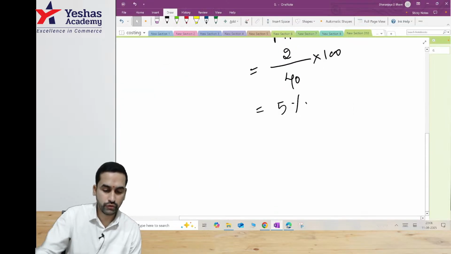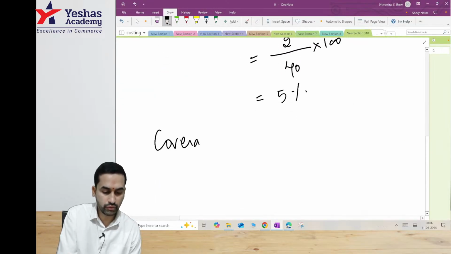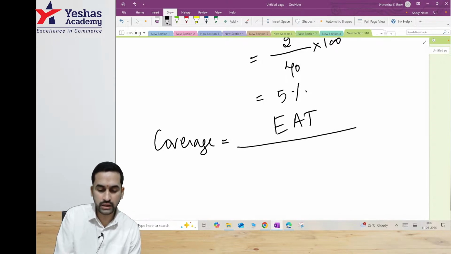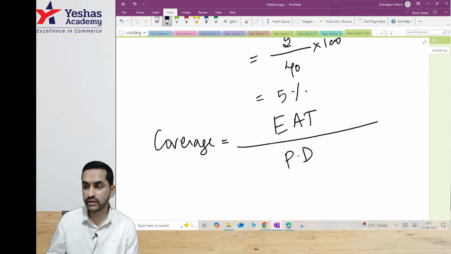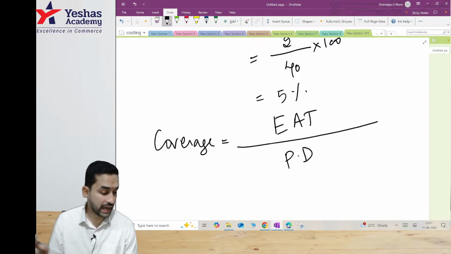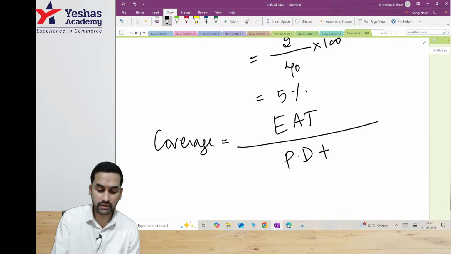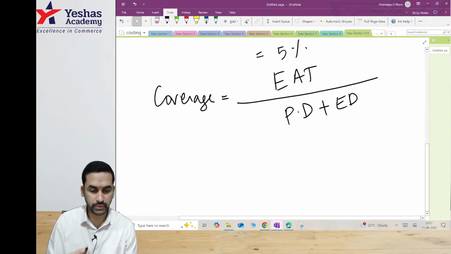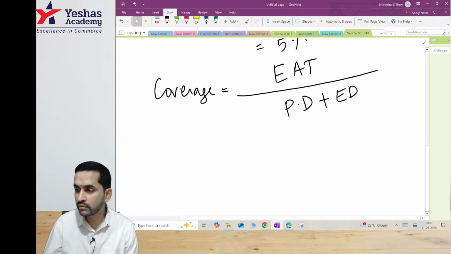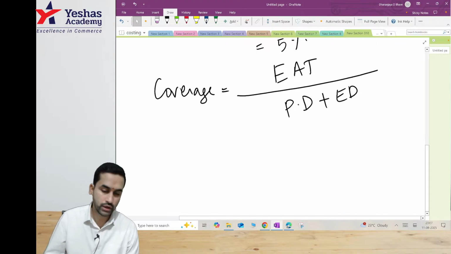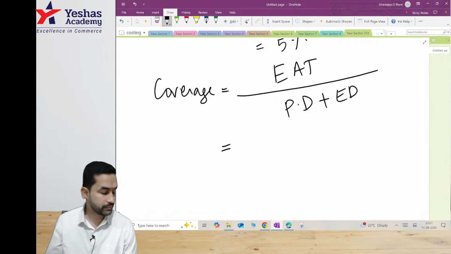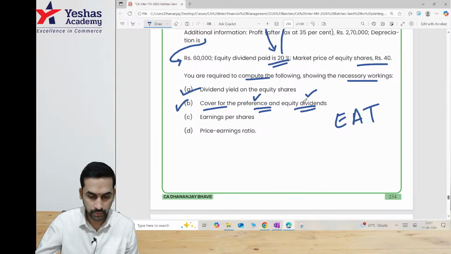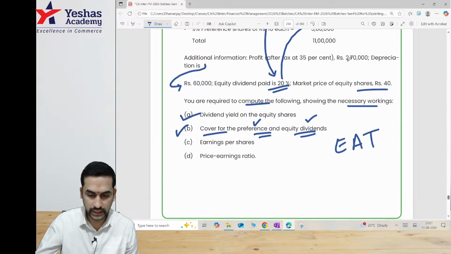That means for this coverage, what is the way to calculate? How much is earning after tax divided by how much is preference dividend? But in this question, they haven't asked only preference dividend. They have asked even equity dividend. Read there. It says preference and equity dividend. EAT means PAT. That PAT number was already there in the question. How much was PAT?